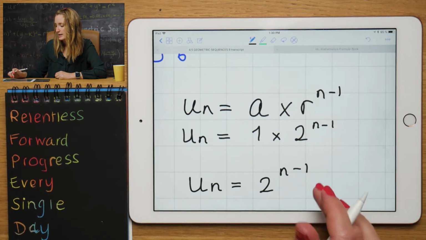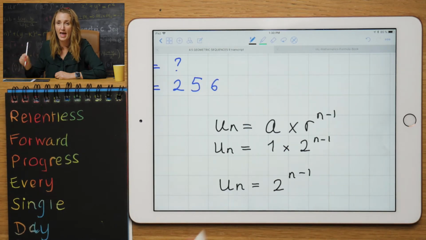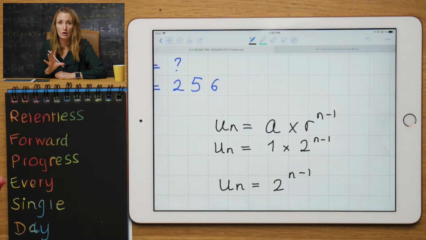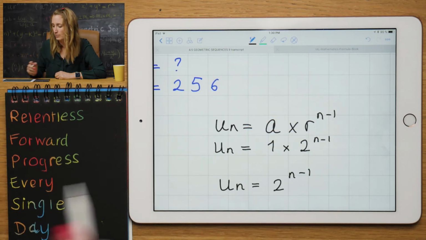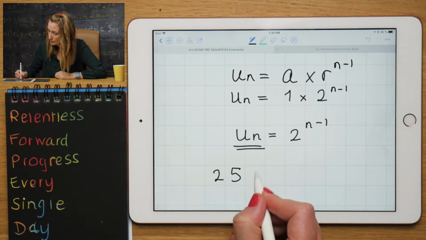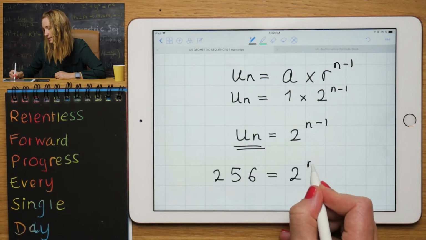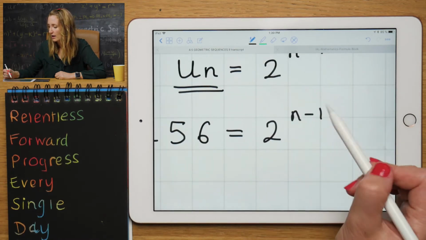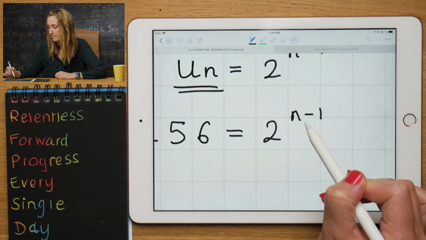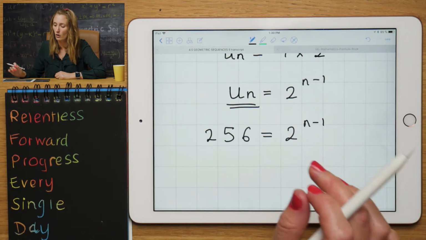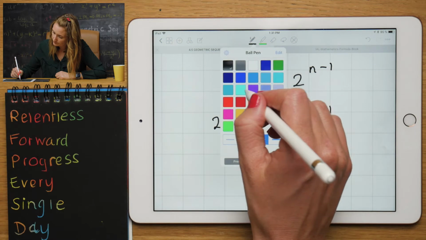n minus 1. Now, instead of substituting in for n, we're going to substitute in for un. So whenever you have the term and you want to find the term number, you substitute it here for un. So I'm going to have here 256 equals 2 to the n minus 1. Now this is where your knowledge of logs comes in. We have here an unknown power. So the most efficient way to do that is to take logs of both sides.